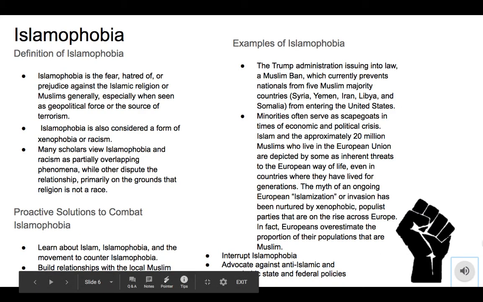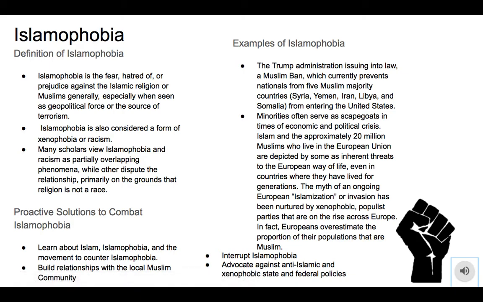Hey y'all, so we're going to cover Islamophobia. As a baseline, Islamophobia is defined as the fear, hatred of, or prejudice against the Islamic religion or Muslims, especially when it's seen as a geopolitical force or the source of terrorism, which is something you see in the media a lot, especially in the West.